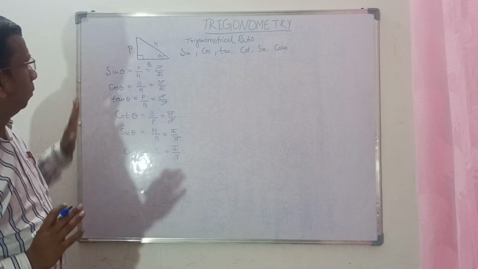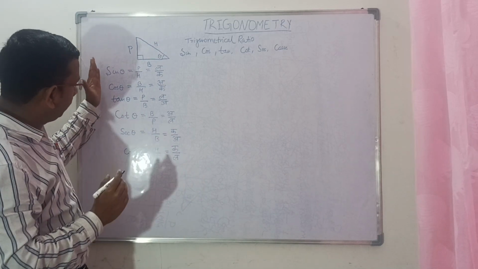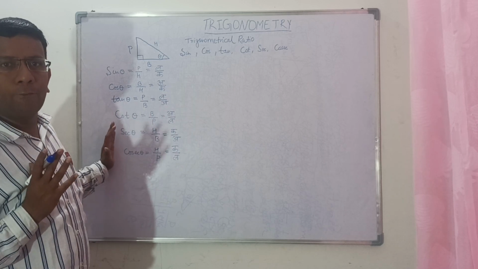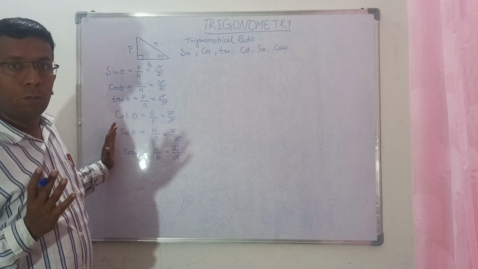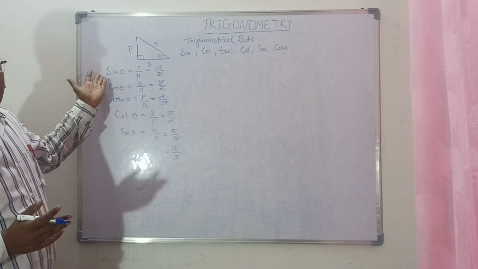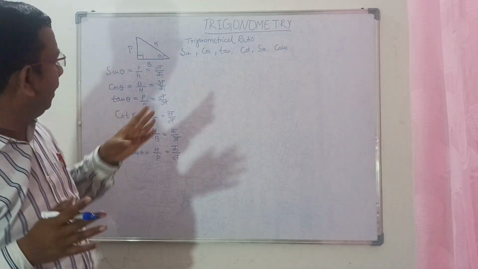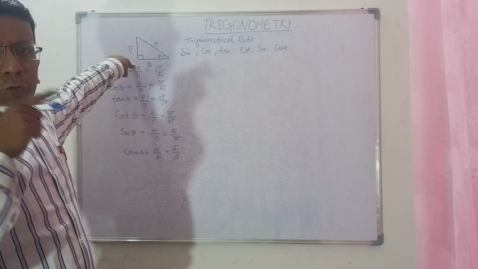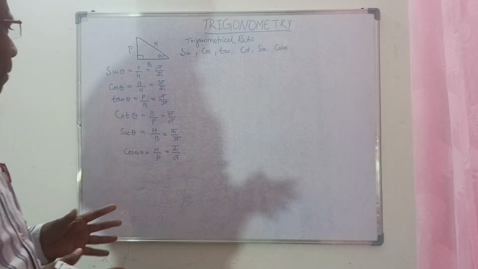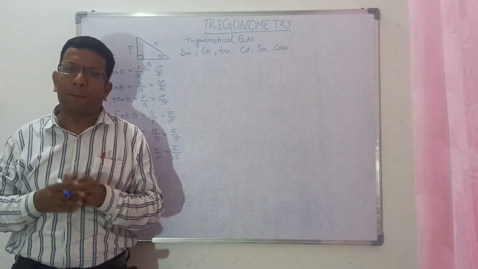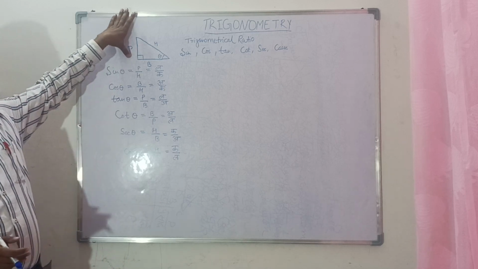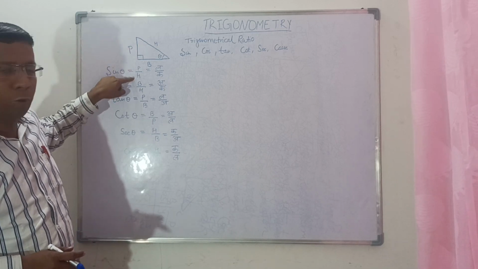Now, just see about these 6 trigonometrical ratios. What will you find? Have you thought about it? Just see here. What is the sine theta? That is the perpendicular upon hypotenuse. Is there any other relation between the hypotenuse and perpendicular, or the perpendicular and the hypotenuse? You see that the sine theta is equal to the perpendicular upon hypotenuse.